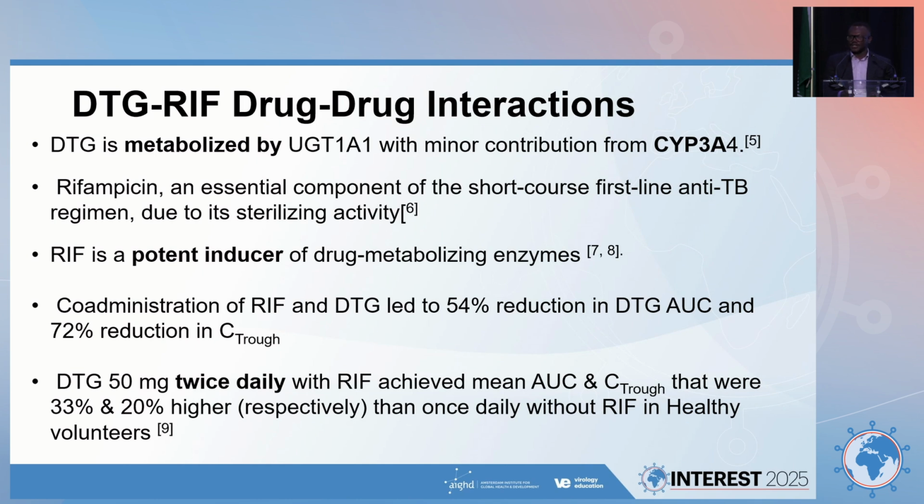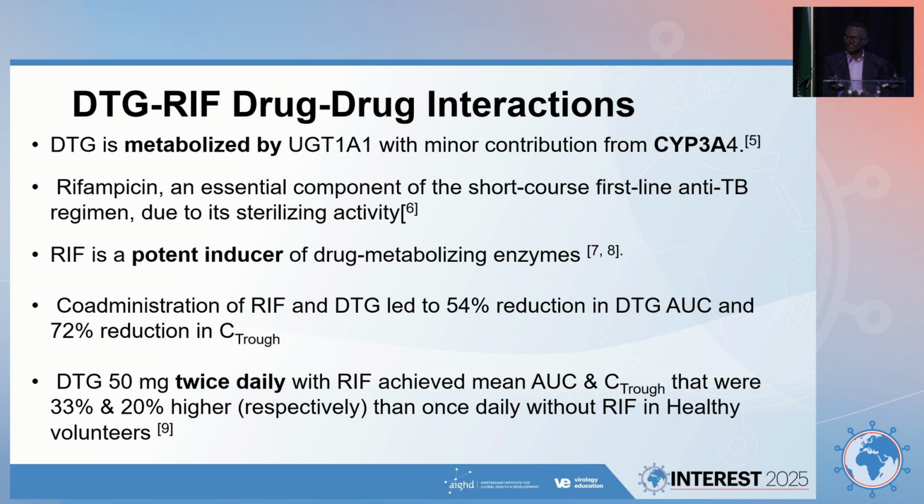DTG is metabolized by UDP glucuronosyltransferase 1A1 and cytochrome P450 3A4. And rifampicin also is very essential for the short course first-line treatment due to its sterilizing activity. Rifampicin is a potent inducer of the drug metabolizing enzymes stated above, and co-administration of both rifampicin and dolutegravir leads to reduction in DTG area under the curve and trough concentrations by 54 and 72% respectively.